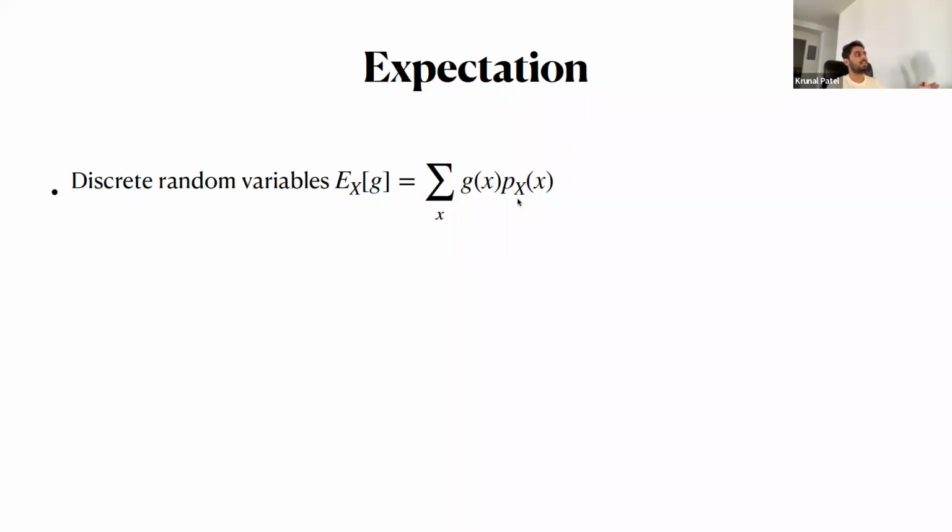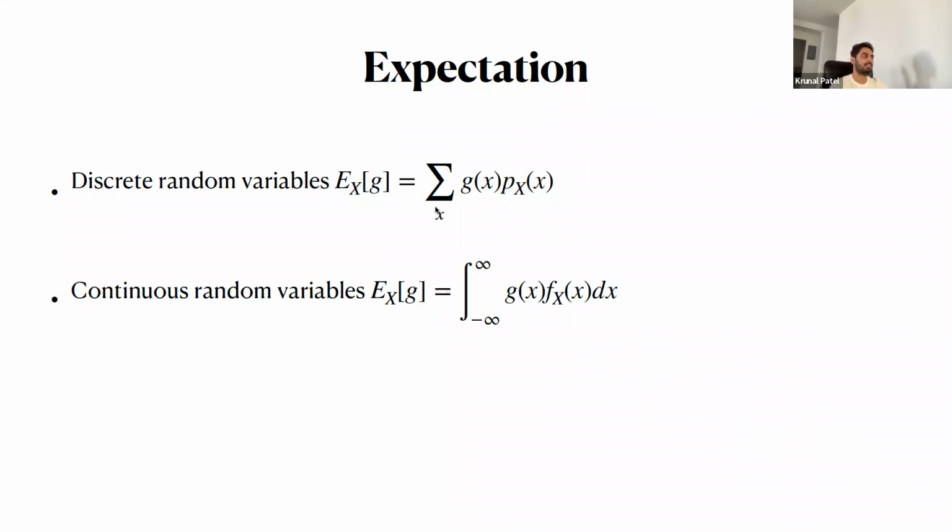If it is a discrete random variable, that's how it works. If it is a continuous random variable, all you have to do is replace this sum by an integral, and voila. You integrate from -infinity to +infinity, and you put the probability density function instead of the probability mass function. That's how you calculate the expectations.